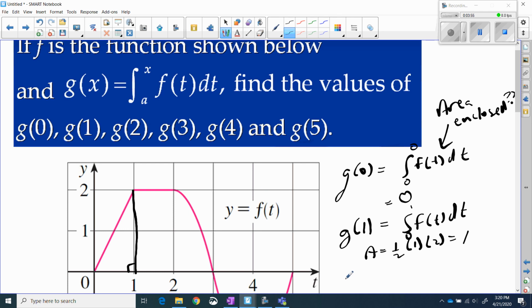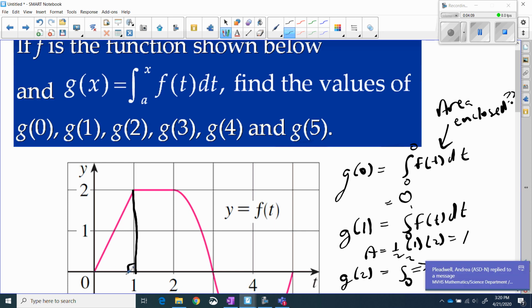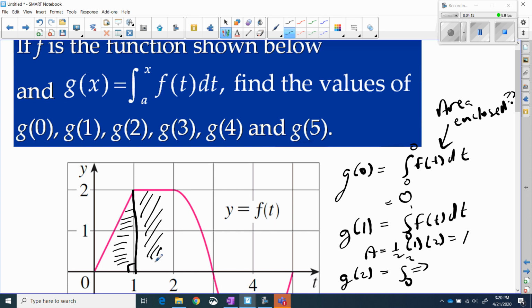g at 2. So now it's the integral from 0 to 2. I'm going to stop writing this all out. I just want us to get that connection that it's the area below the curve between 0 and 2. So now I'm going to go from here all the way over to here. So I had this already. I knew it had an area of 1. Well, now I'm just going to add this piece to it. So that rectangle that I've added to it is 1 by 2, so it has an area of 2. This triangle had an area of 1. So g at 2 must be 3.